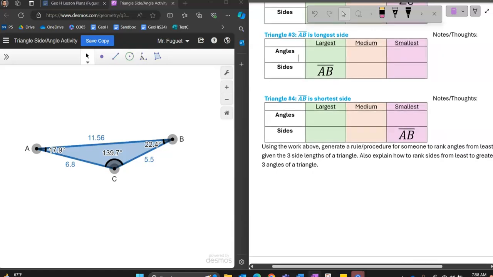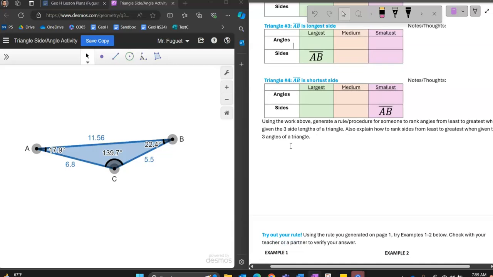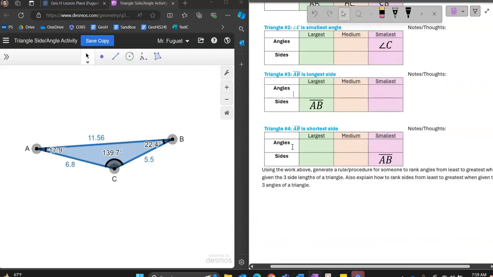The idea is that at the end of this, you will generate a rule or a procedure for someone to rank the angles from least to greatest given the 3 side lengths of a triangle. And also how to rank the sides from least to greatest when given the 3 angles of a triangle. Once you're able to figure that out, then you're going to turn to page 2 and 3 of this and be able to put it into action.